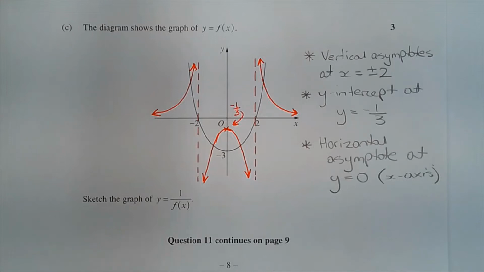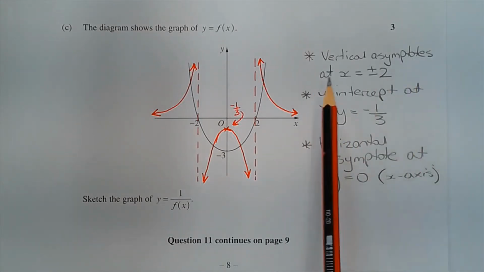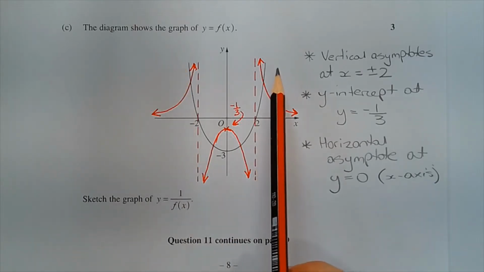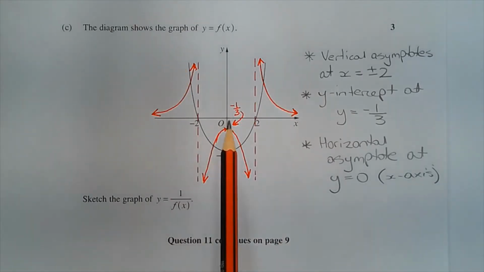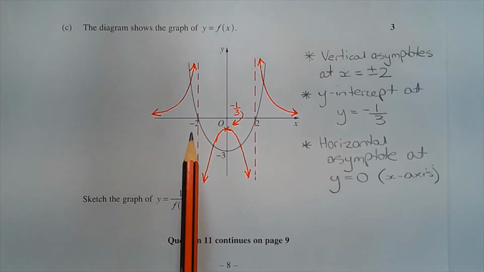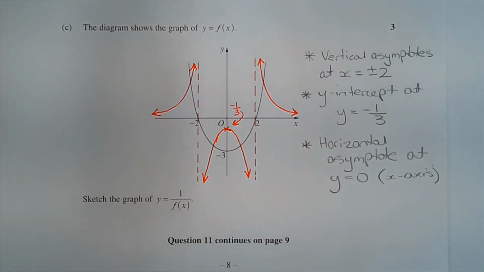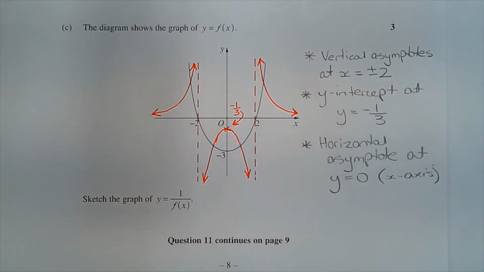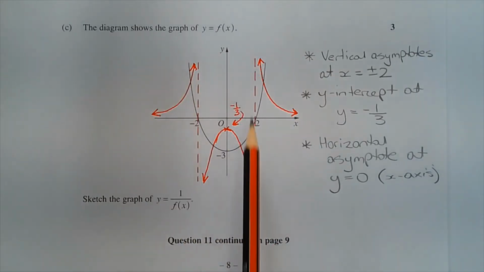The first point to note is the location of the vertical asymptotes, and they occur at x equals plus or minus 2. And that's because the graph of the original function has x-intercepts at negative 2 and 2, and the y value at the x-intercepts is 0, and the reciprocal of 0 is undefined. Hence why there are vertical asymptotes at x equals plus or minus 2. And that's the first thing drawn.